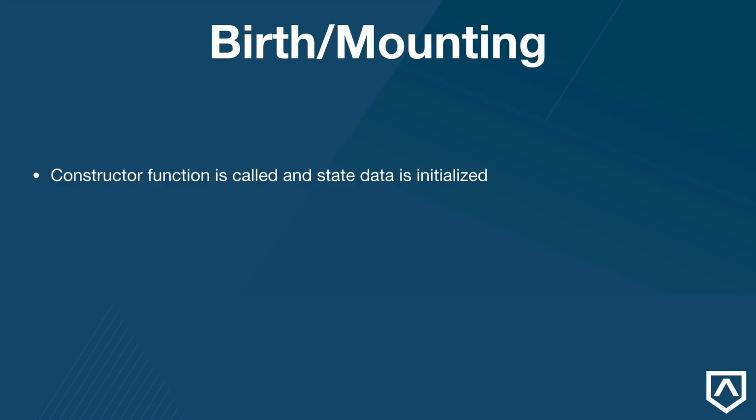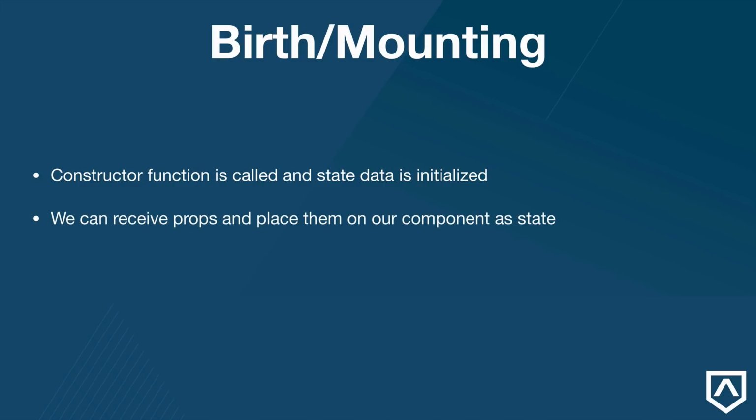Okay, so our constructor function is no different than any regular constructor that you find on a class. React components use that constructor to initialize our state data amongst a few other things. We can receive props and place them on our component as state if we'd like. So through that constructor and through our super method, we can take some props that come into a component and set them up on state if we need that component to control them as state.